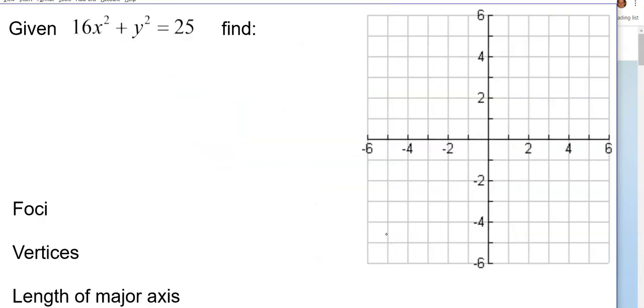This one, let's try this one and see if this is any more difficult or about the same. So you want to divide by 25. You want to set that equal to 1.